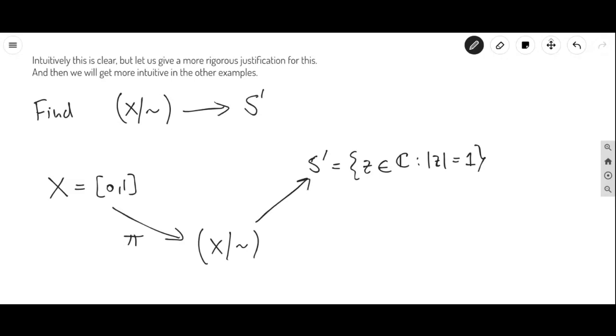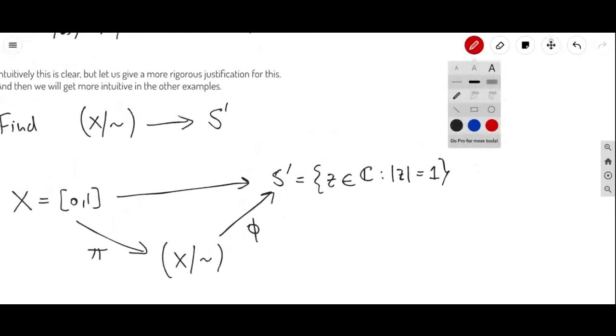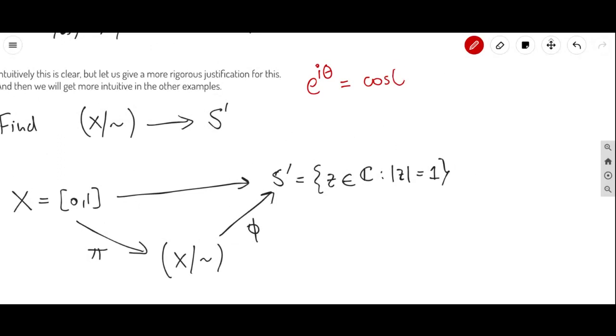We want to find some kind of map. Let's call this map phi. We want this map to be a homeomorphism. And we also have a mapping from x to S1 directly. There's a very straightforward way to do this by using Euler's identity. So recall, Euler's identity is e to the i theta is equal to cosine theta plus i sine theta.